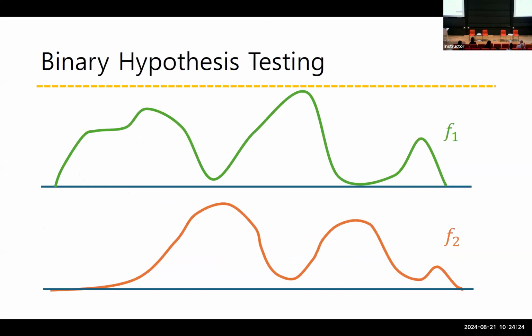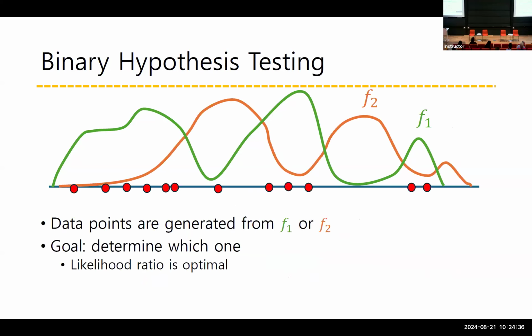Before starting with hypothesis selection, let's start with hypothesis testing. It's slightly different, but perhaps easier to describe. You have, let's say, two distributions. You have some samples, and you want to figure out which distribution is generating the data. Here, you're assuming the data points are actually from distribution F1 or F2, exactly from one of these.